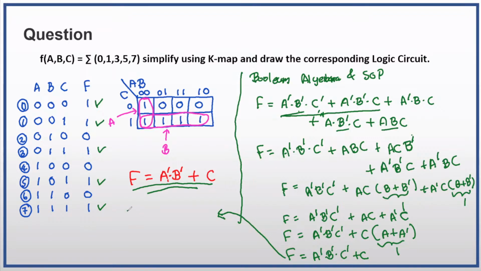So again I will change using the commutative law. I will like it like this. A dash B dash C dash, and here you can keep a bracket. Then use the distributive law.